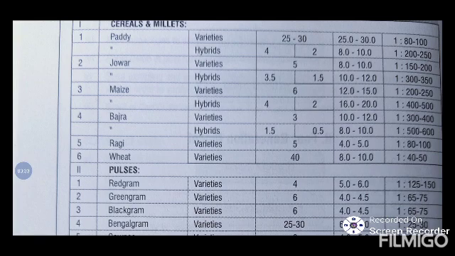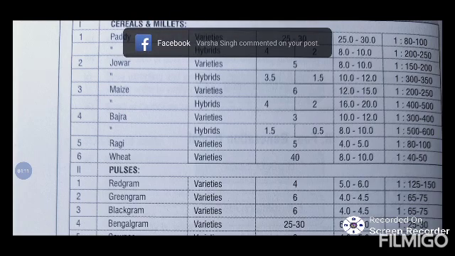Coming to hybrid bajra, here we need 1.5 kg per acre of female seed and 0.5 for male seed, and 8 to 10 quintals per acre of yield, and the multiplication ratio is 1 is to 500 to 600. If it is ragi, varieties are very popular in ragi, hybrids are not even much popular. Here 5 kg seed is required, 4 to 5 quintals per acre yield, and the multiplication ratio is same as rice, that is 1 is to 80 to 100.